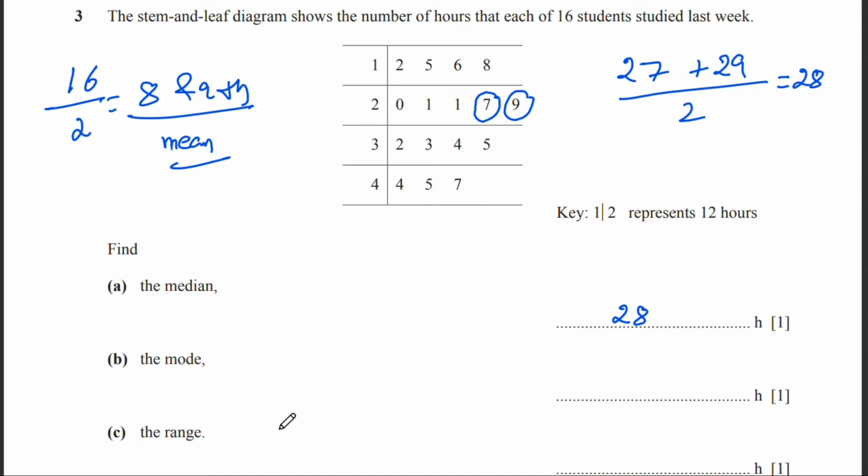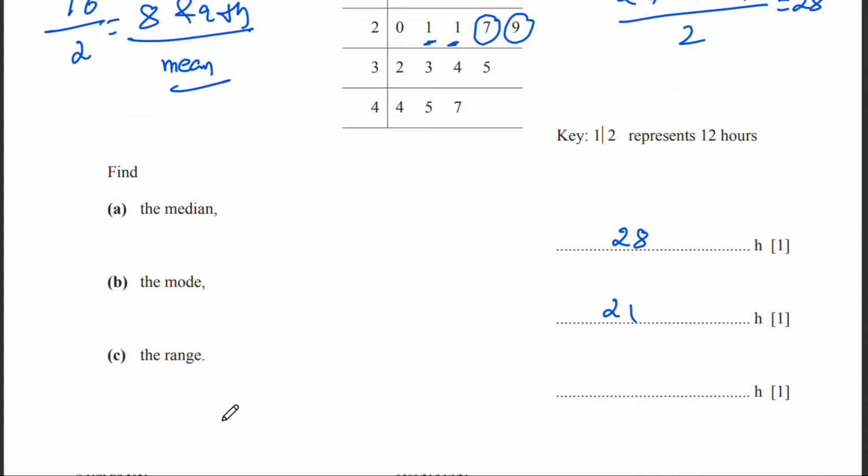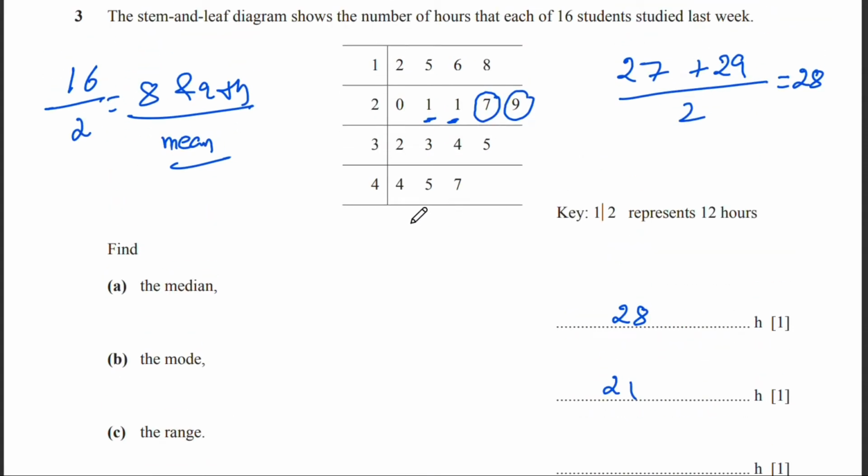Mode is the highest occurrence. As you can see, all the numbers are occurring just once, but 21 is occurring 2 times. So the mode will be 21. Now the range. Range is the highest minus the smallest. As you can see, the highest value is 47 and the smallest is 12. So the difference between them will be the range. 47 minus 12 is 35. So the range is 35.